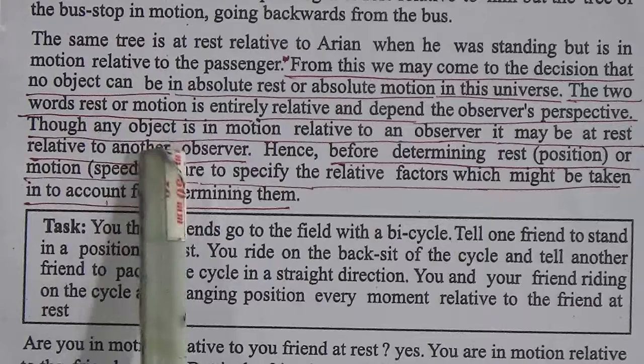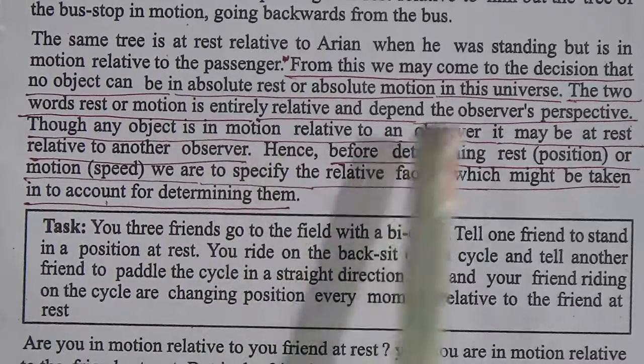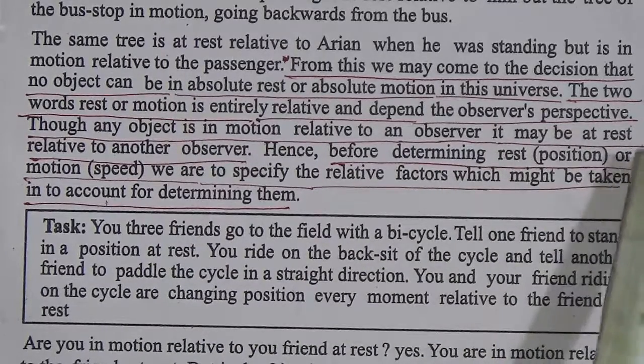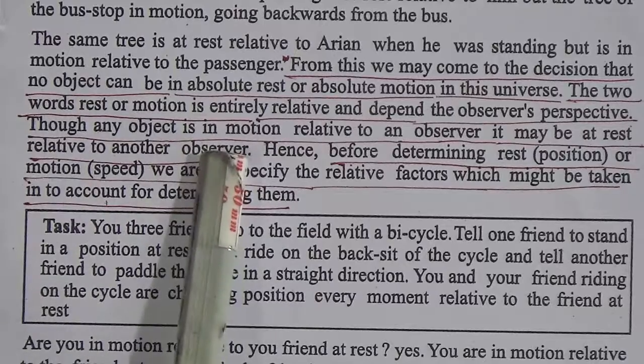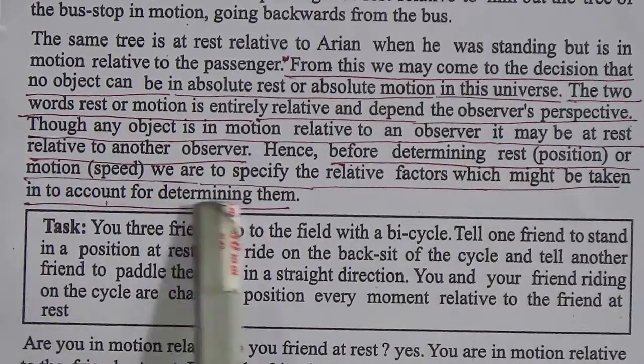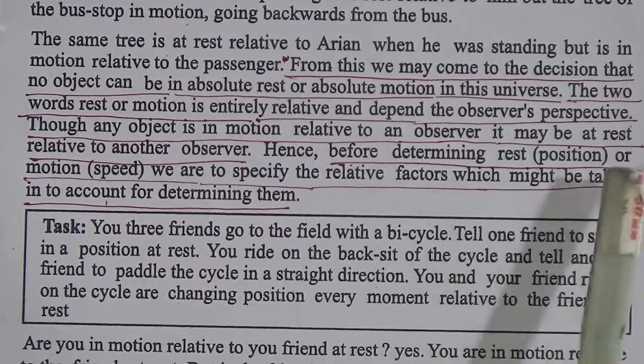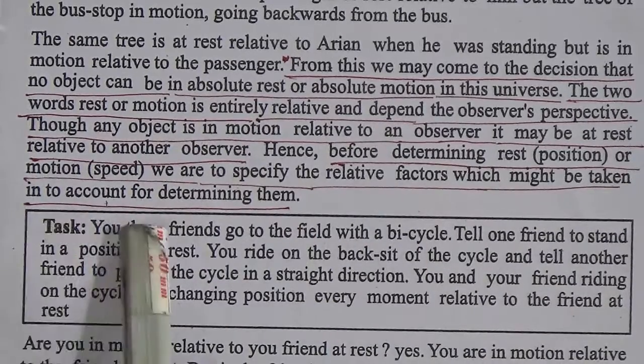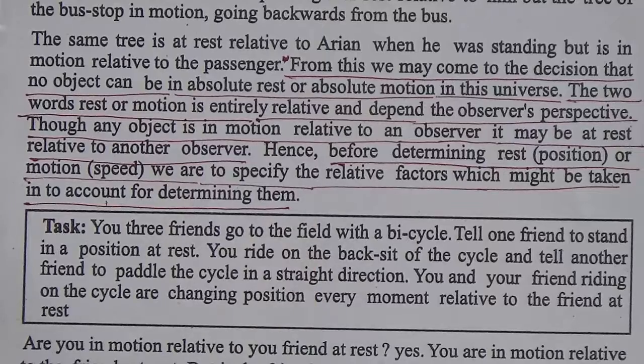The two words rest or motion are entirely relative and dependent on the observer's perspective. Though any object is in motion relative to one observer, it may be at rest relative to another observer. Hence, before determining rest or motion, we are to specify the relative factors which should be taken into account for determining them. Now, it depends on the observer's position. When the observer is moving, he thinks that the other things are also moving, but when the observer is in the rest position, he finds that the other things are also in the rest position.